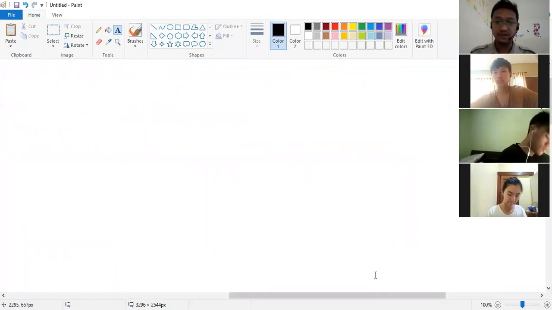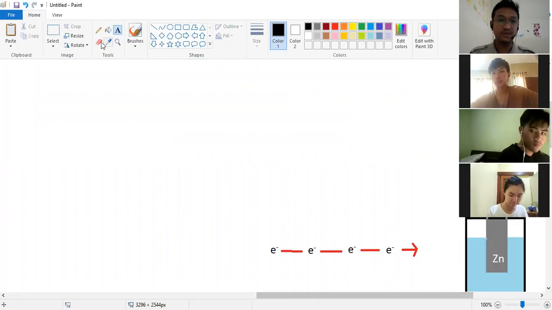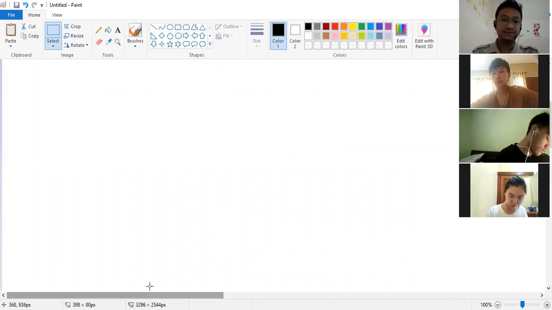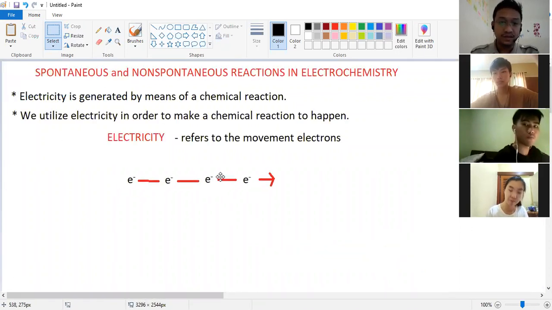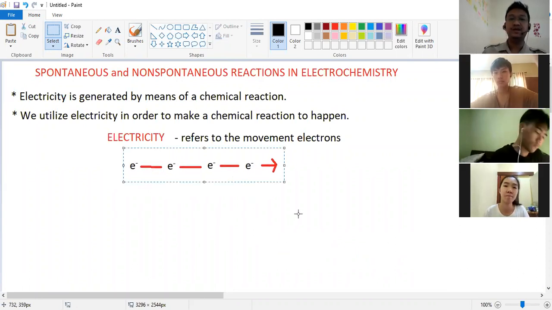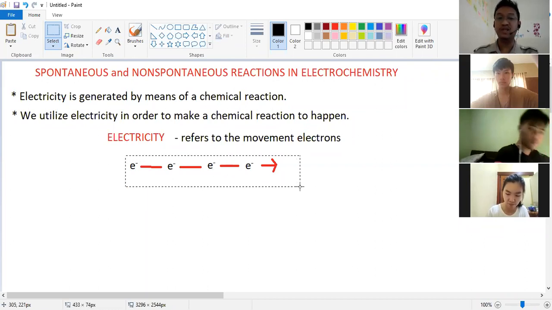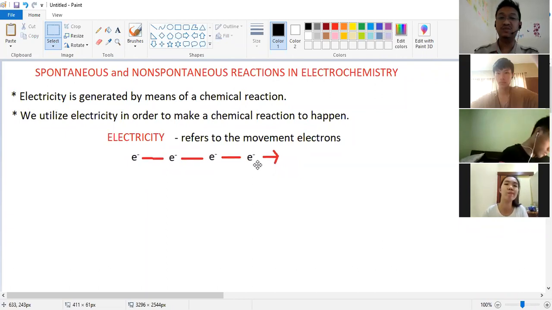Like in this picture, we have electrons, and electrons are flowing towards that direction. If there is this movement of electrons in a certain direction, then there is electricity. So electricity is related to the movement of electrons. There must be a flow of electrons so that electricity will be generated.